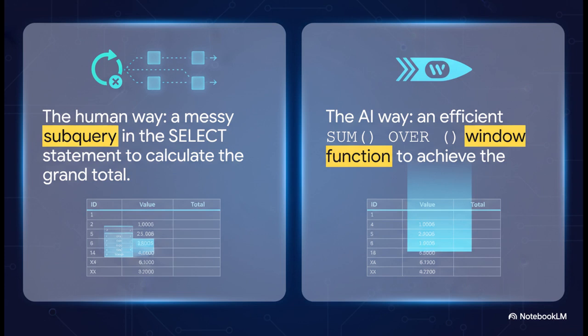The AI, though, it uses something far more elegant, a window function. A window function like sum over over is amazing. It performs a calculation across a whole set of rows at once. So in this case, it calculates the grand total just one time, and then it kind of stamps that value onto every row. It's so much cleaner and way, way faster.